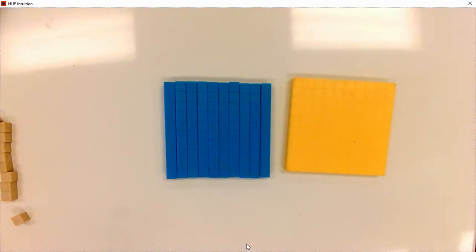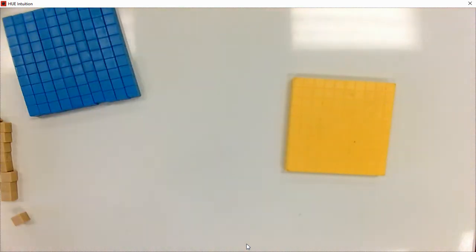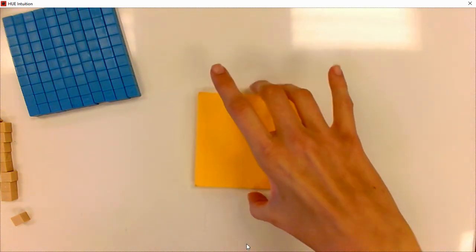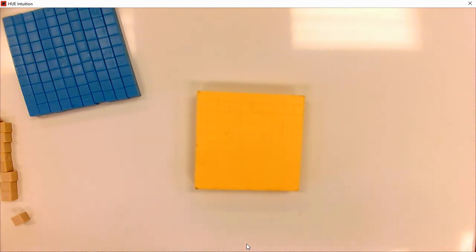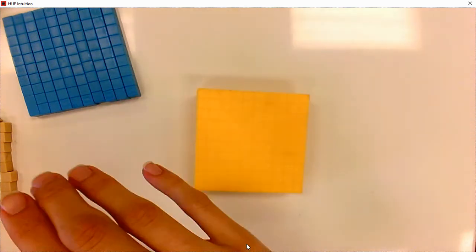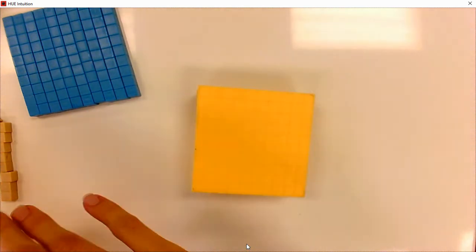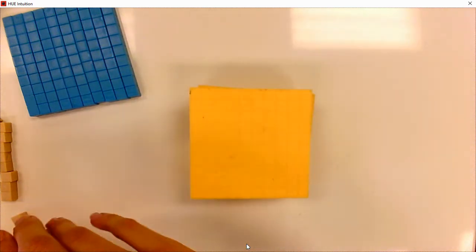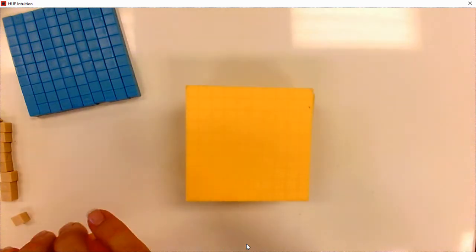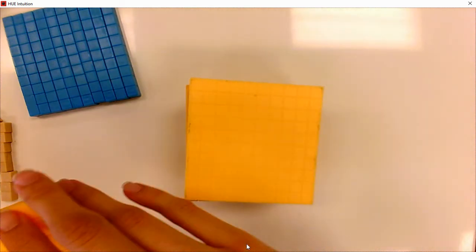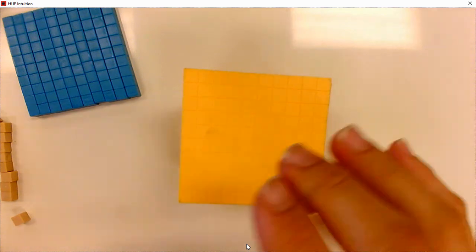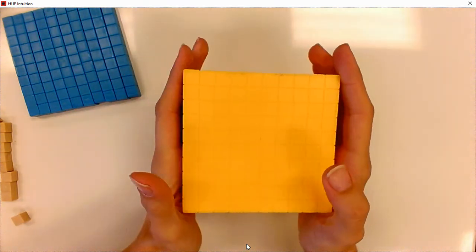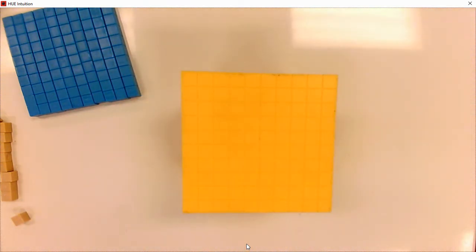Let's see what happens when I get up to 10 hundreds. That's 100, 200, 300, 400, 500, 600, 700, 800, 900, and 10 hundreds equals 1,000. I also have a block for that.